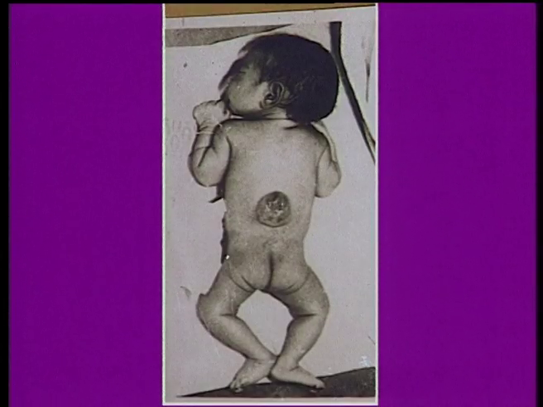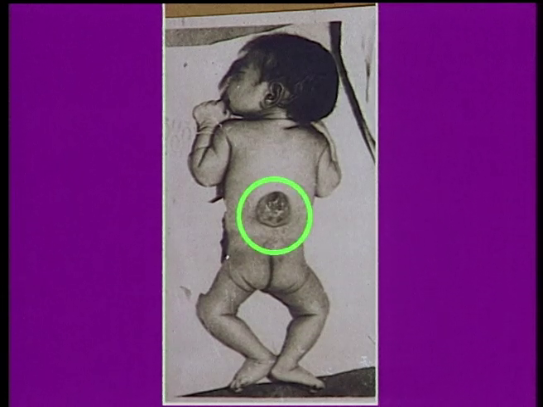This is another multifactorial disorder known as meningocele, where there is a defect in the spinal column, a gap in the spinal column, and the meninges along with the spinal cord will be exposed outside. These children will have paralysis of the lower limbs and other neurological deficits.